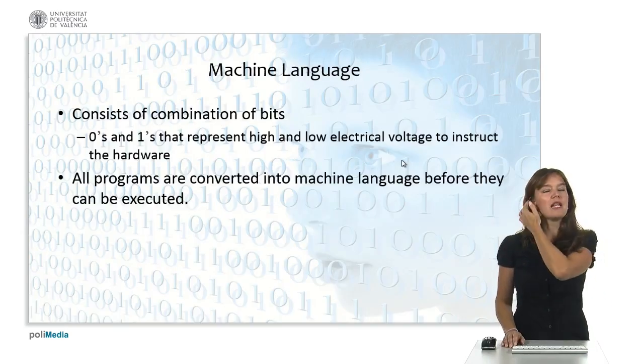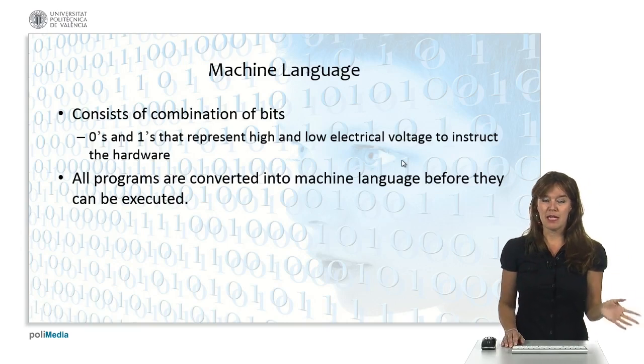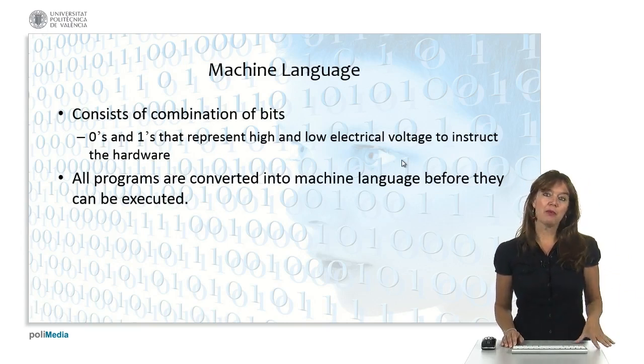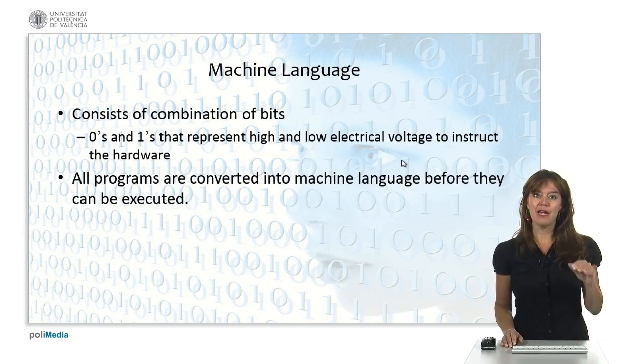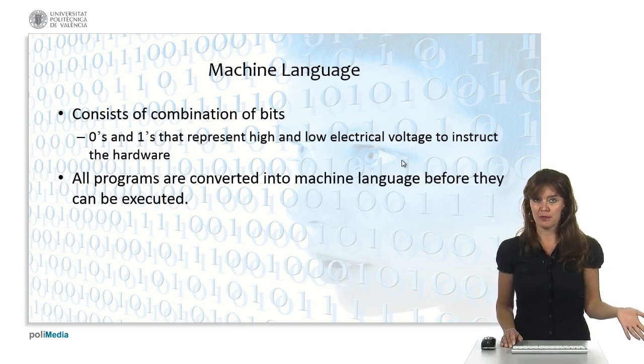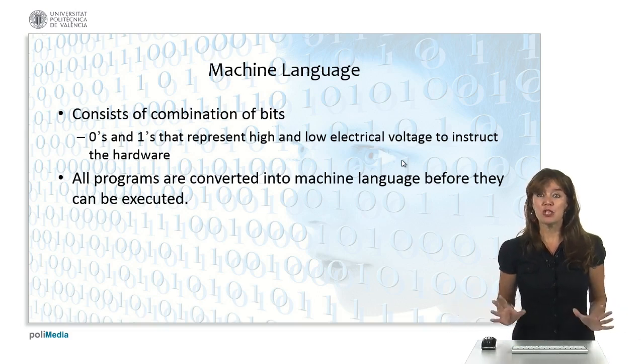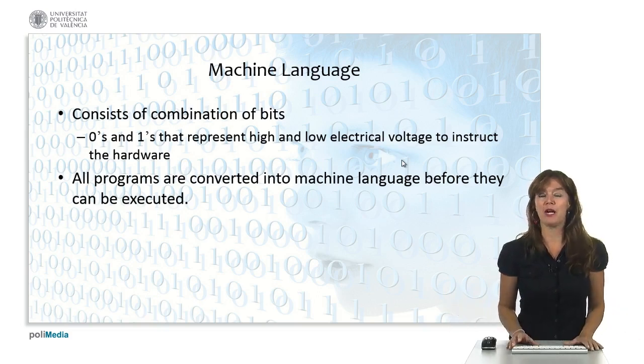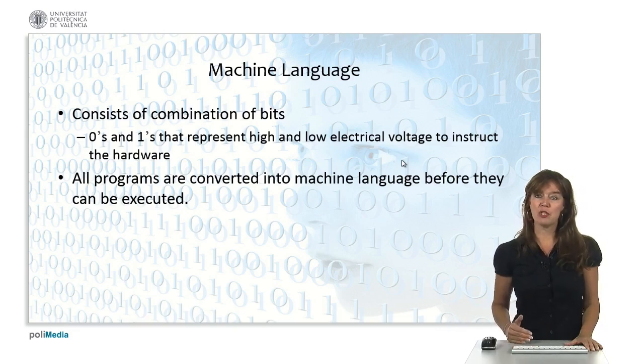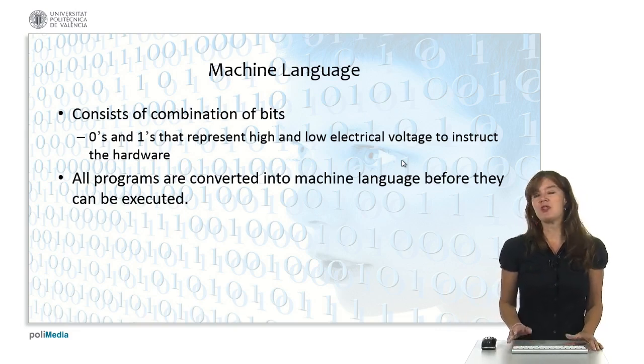So machine language is the language that the machine can read. It's a combination of bits. We've already seen bits are zeros and ones, and actually at the hardware level, they represent high or low electric voltage to instruct the hardware what to do. So machine language is a combination of 0 and 1 bits that tell the machine what to do. Eventually, all programs that are executed by a computer are converted into machine language before they can be executed. So machine language is obviously not something that humans write or read.